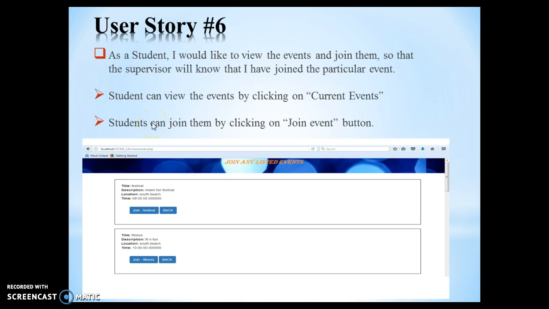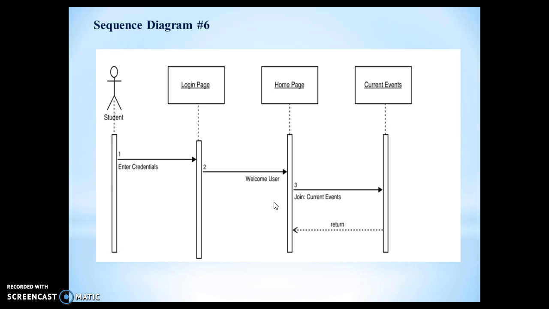User story 6: as a student, I would like to view the events and join them so that the supervisor knows that I have joined the particular event. Students can view the events by clicking on current events. The student can join by clicking the join event button. You can see right here. Once they click, they are already joined, and I showed you in story 5 how the supervisor can see which students have joined the event. This is the sequence diagram for user story 6.